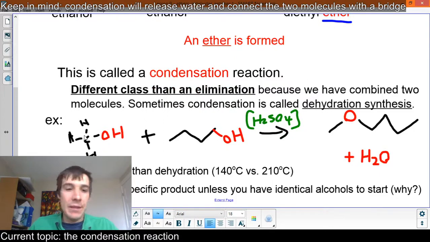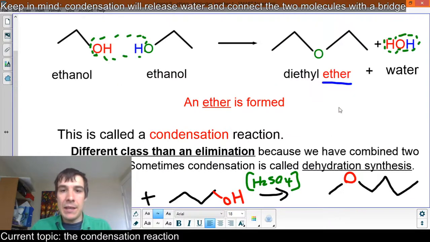Here's an example of it. Here's methanol and butanol, 1, 2, 3, 4, this is butanol, and you'll end up with an ether where one side has 1 carbon, the other side has 4. 1, 2, 3, 4. Right, so the 1 carbon and the other carbon, and there's this oxygen bridge, and you've made H2O as a byproduct.